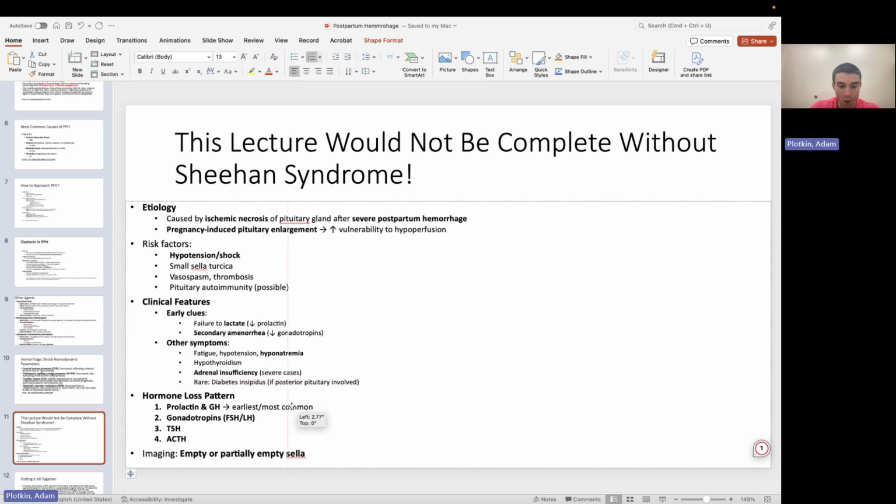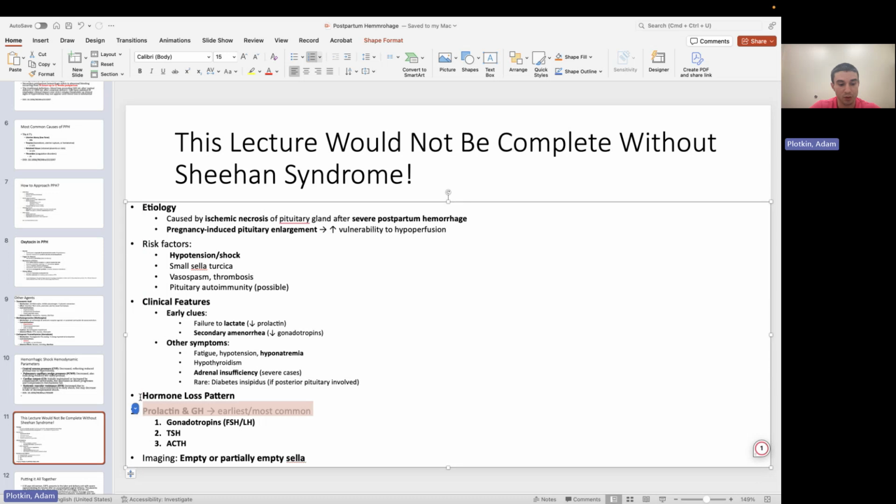So again, hormone loss pattern. We classically will see prolactin and growth hormone will be the earliest, most common deficiencies. Then we can progress to gonadotropins, TSH, ACTH. If we do imaging, we might see an empty or partially empty sella.